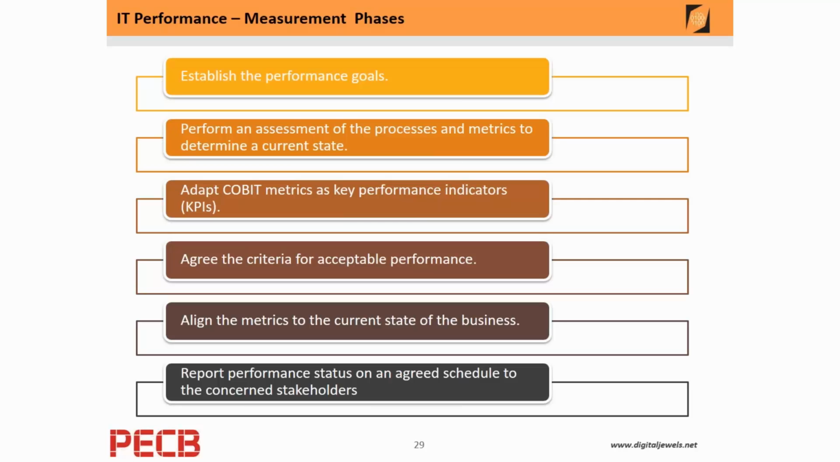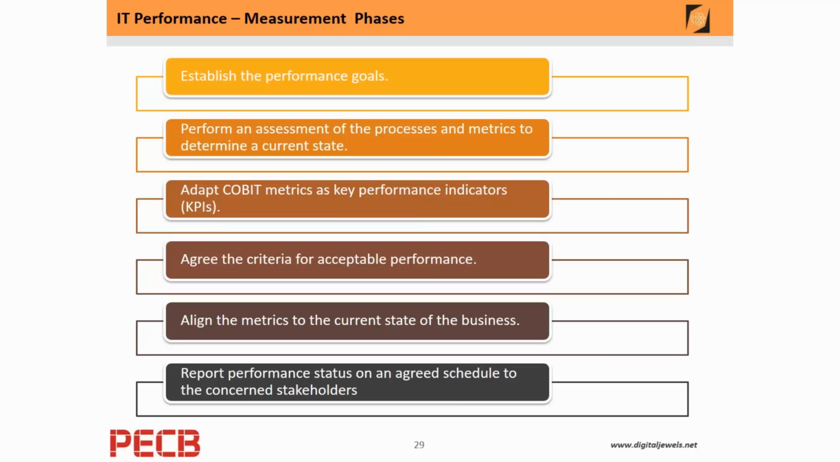First, we establish the performance goals. What exactly is our objective? What is our target? The next thing we should do is perform an assessment of the processes and metrics to determine a current state. This can often be called a gap assessment. We're trying to find out in this particular phase, where are we? Then we now take the COBIT metrics as key performance indicators and, very importantly, adapt.